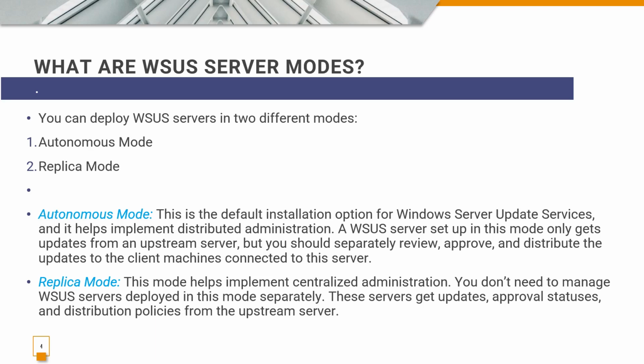What are WSUS server modes? There are two kinds of server modes that allow you to set up WSUS servers. Number one, autonomous mode, and number two, replica mode. Let's talk about autonomous mode. This is the default installation option for Windows Server Update Services, and it helps implement distributed administration. A WSUS server set up in this mode only gets updates from an upstream server, but you should separately review, approve, and distribute the updates to the client machines connected to this server.